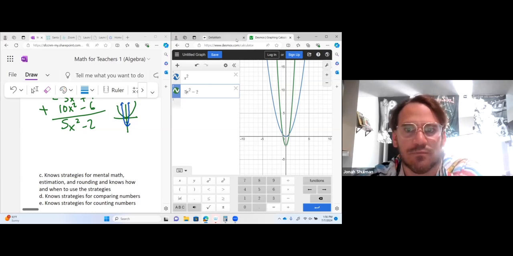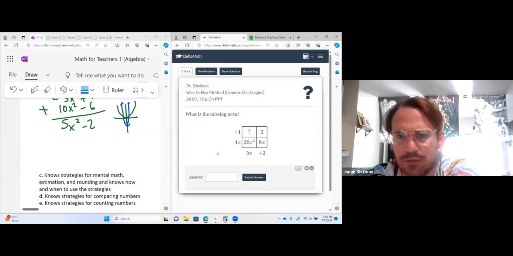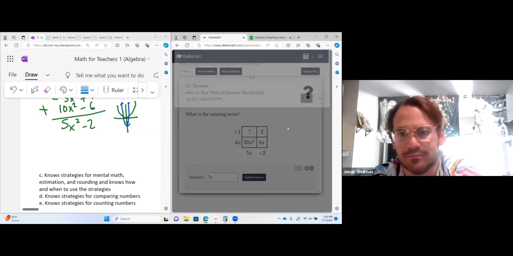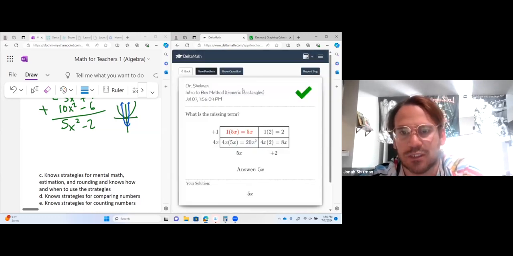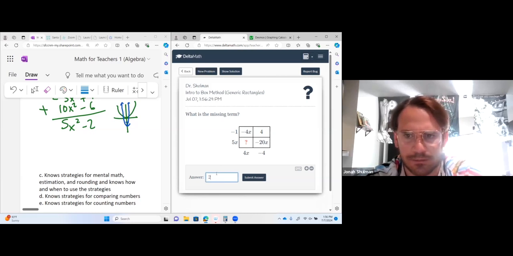Cool. All right, let's keep on trucking. We are flying through them. All right, so now we got box method. This stuff happens all the time. 4 times 5 is 20. X times x is x squared. 4 times 2 is this. So we just need the missing term. What is 1 times 5x? It's 5x. This box method they use all the time. So we have a 4x times a 5x, so this is a 20x squared.